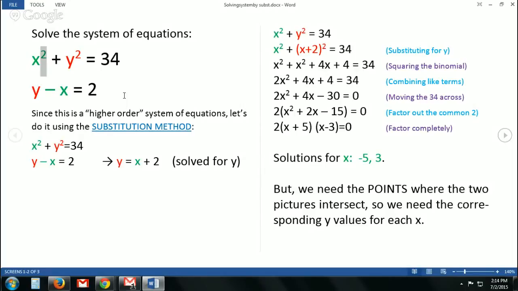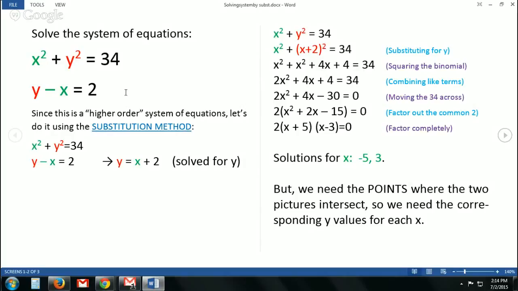But before we do the substitution method, it's important for us to know what the two shapes are that we have. x squared plus y squared equals 34, that's a circle with the center at 0, 0. And y minus x equals 2, that's going to be a line. So a circle and a line, and we're trying to decide where the two pictures intersect each other.